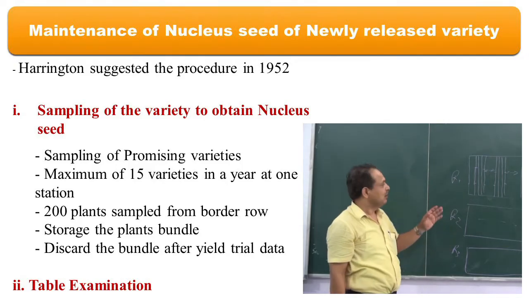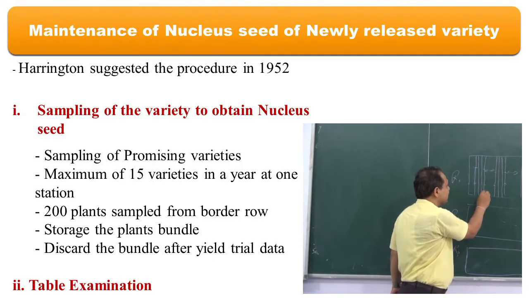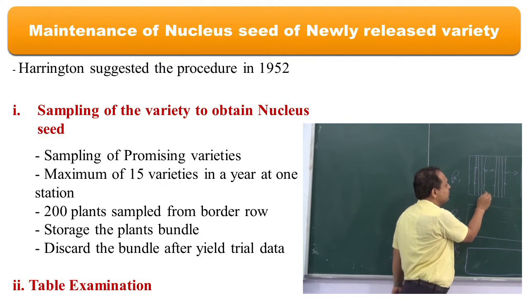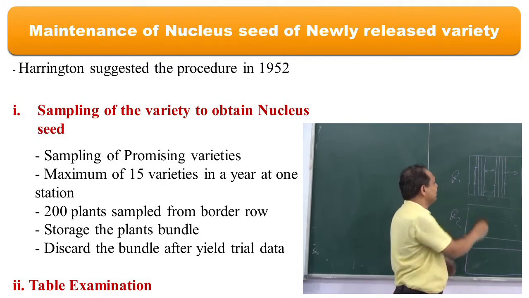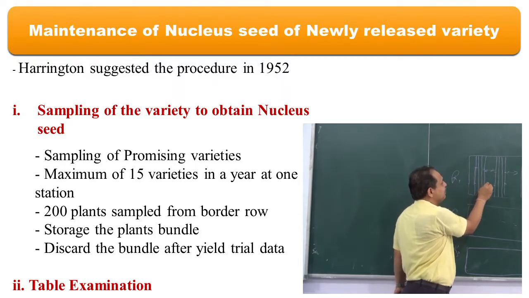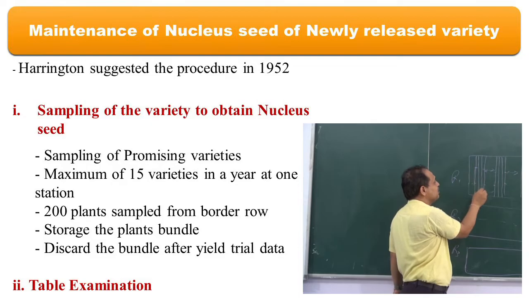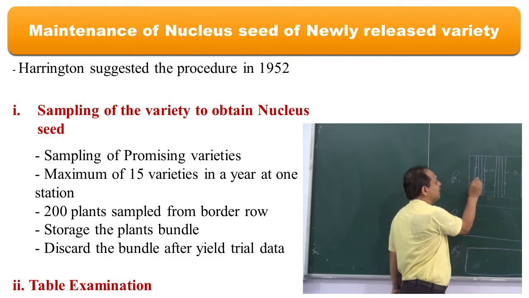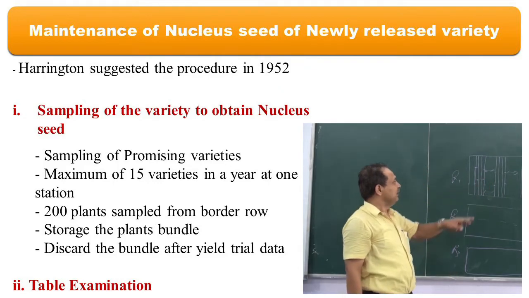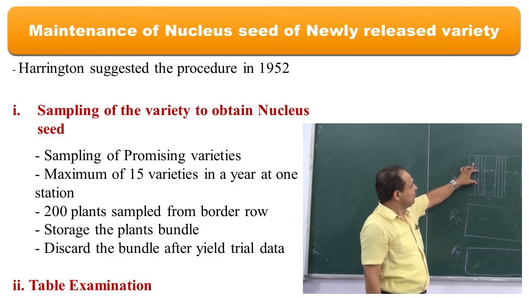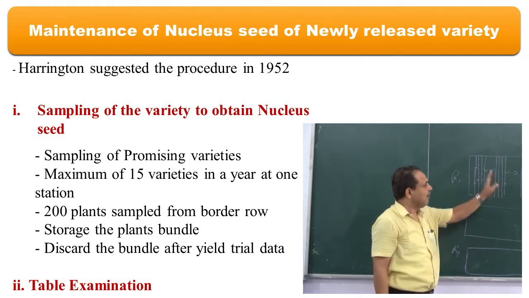Border rows are the rows outside the outermost part of the plot. The plants present in these rows have more soil, more space, more air, more temperature, etc. That is why they are not considered in the yield trial. We take only the 2 rows yield for the yield trial. So we harvest the 3 central rows, leaving the border rows, of each and every replication.